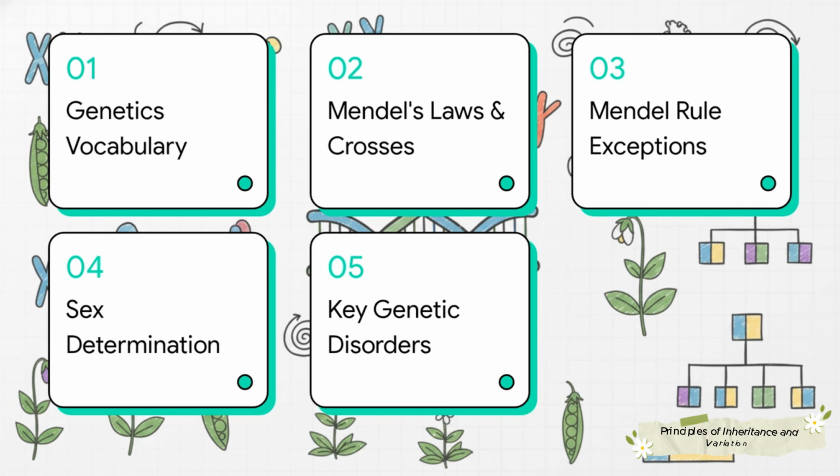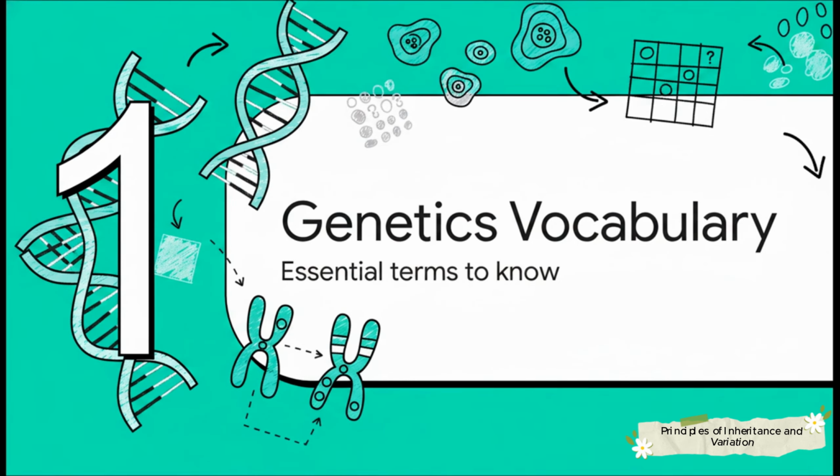Essential genetics vocabulary, Mendel's laws and crosses, exceptions to Mendel's rules, chromosomes and sex determination, and finally, key genetic disorders. All right, Part 1, Essential Genetics Vocabulary.